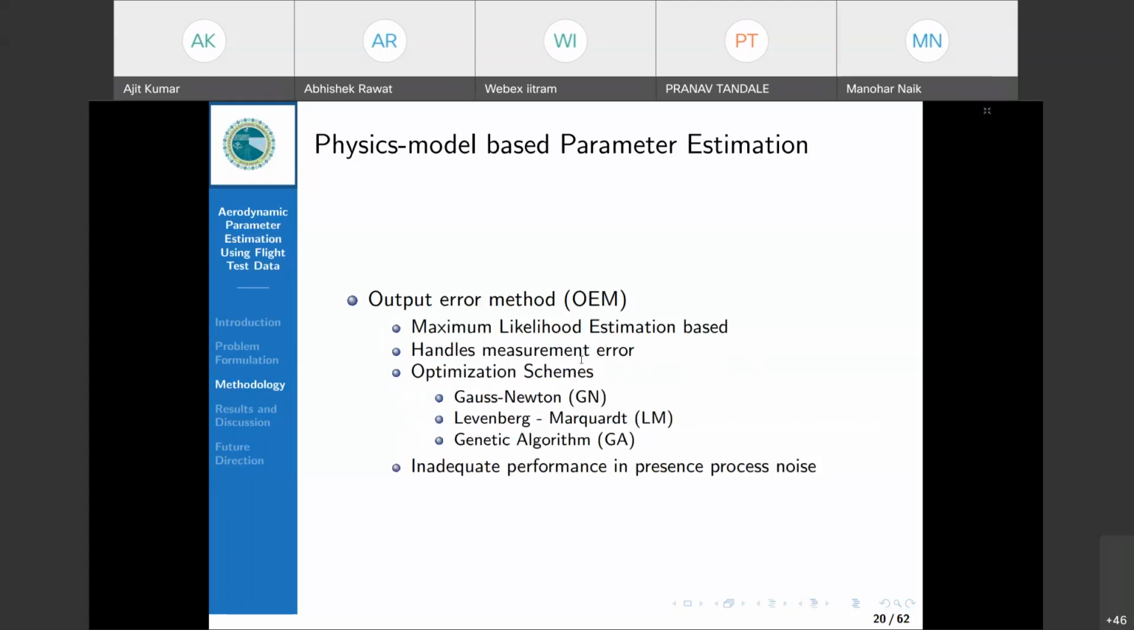The second kind of method is output error method, and one example under this category is maximum likelihood estimation based method. It can handle your measurement error, and it also deals with optimization schemes. There you can think of working with Gauss-Newton based optimization, LM optimization, and GA. These are certain optimization routines which are involved in MLE based estimation. But again, it has inadequate performance in the presence of process noise. It means it will be able to handle measurement error, but not process noise.